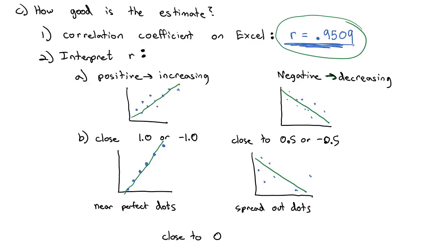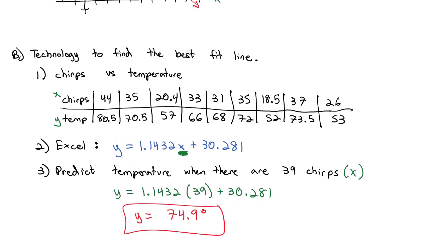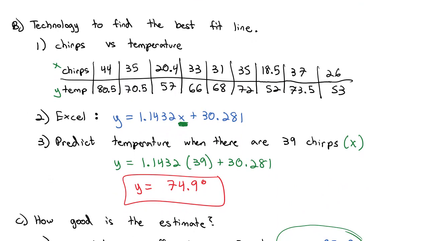So real-world data is never perfect. What we have to do with real-world data is collect the data, find a line of best fit, and then we can use that line of best fit to make predictions.